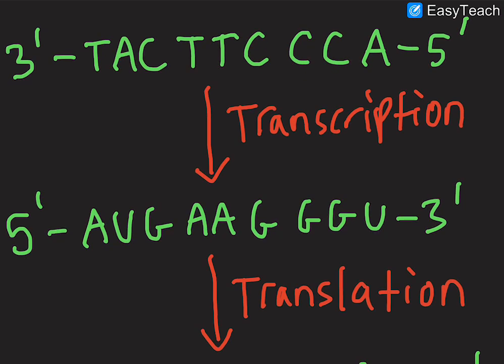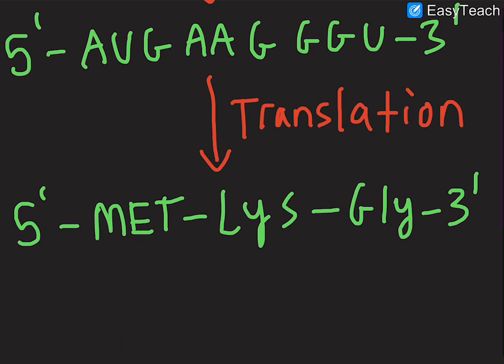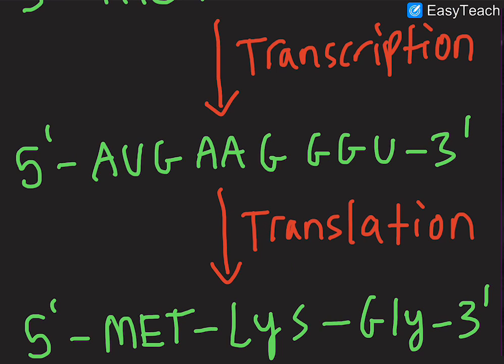So if we transcribe this, we're going to have an mRNA strand from the 5' to 3' direction. Okay, so we're going to have AUG, AAG, GGU. If we translate this, and if you go to your codon chart, you'll see that AUG codes for methionine, AAG codes for lysine, and GGU codes for glycine. Okay, so let's do a frameshift mutation.